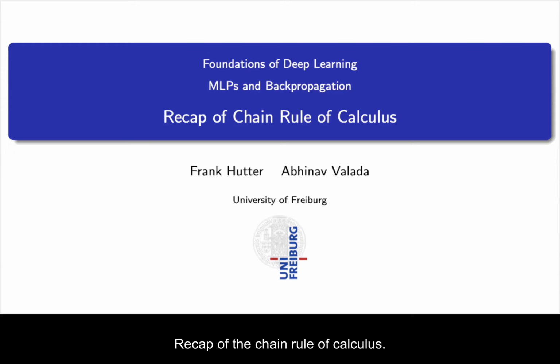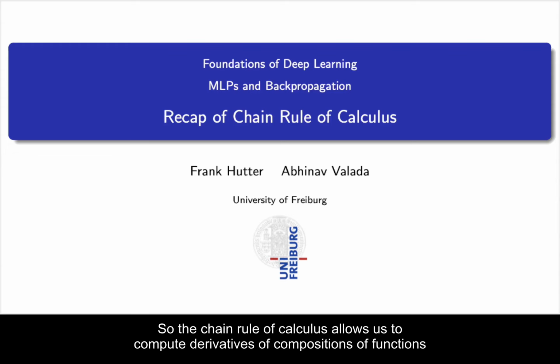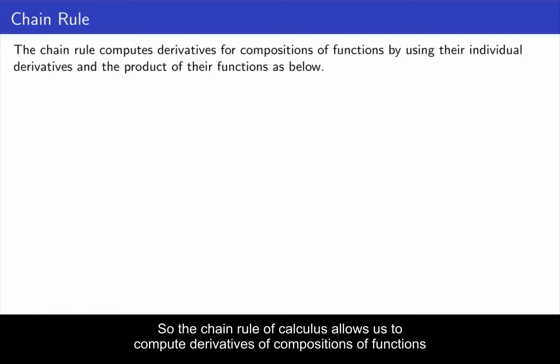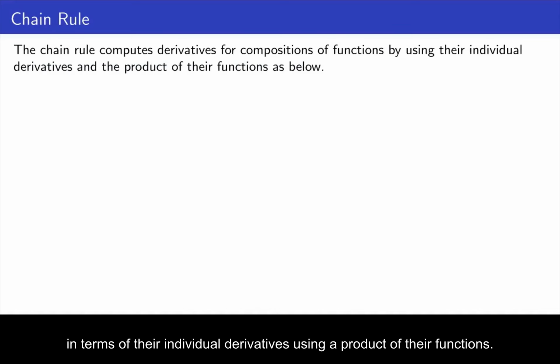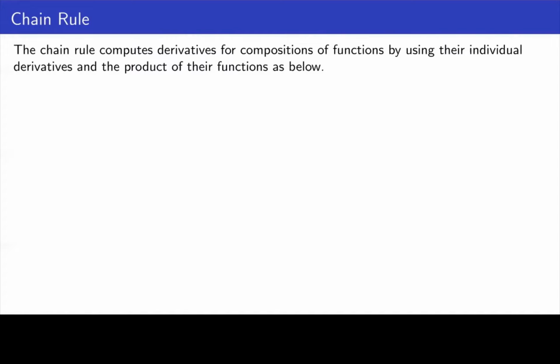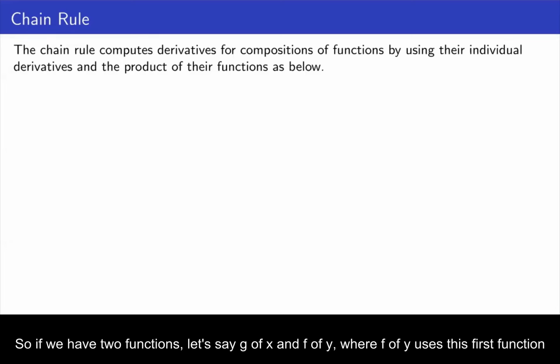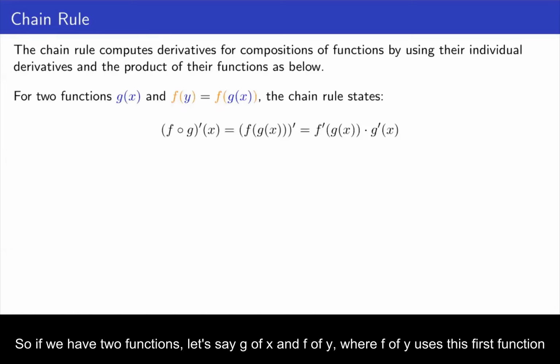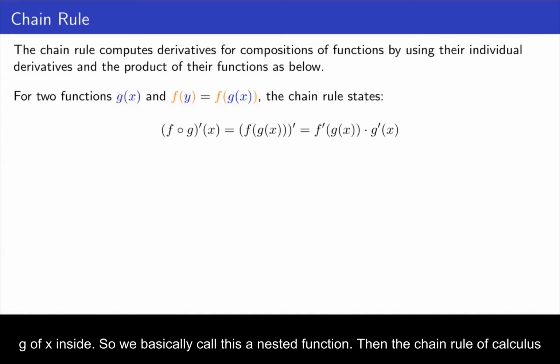Recap of the chain rule of calculus. The chain rule of calculus allows us to compute derivatives of compositions of functions in terms of their individual derivatives using a product of their functions. So if we have two functions, let's say g of x and f of y, where f of y uses this first function g of x inside, we basically call this a nested function.